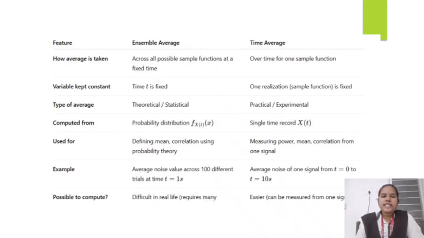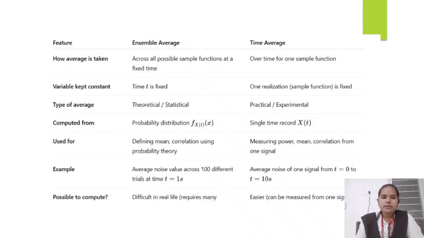Computed from: in an ensemble average, the probability distribution f_X(x), and in time average, a single time record x(t). Used for defining mean and correlation using probability theory. In time average, used for measuring power, mean, and correlation from one signal.